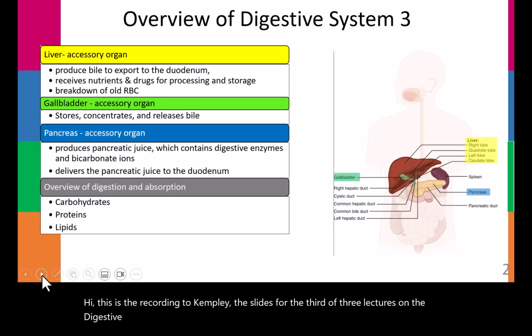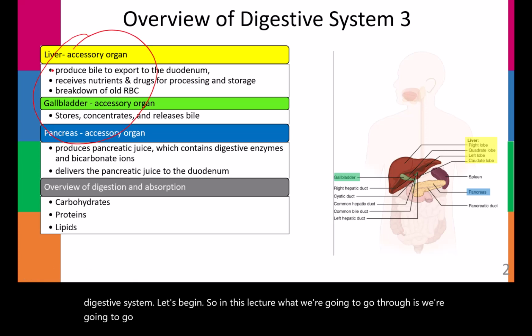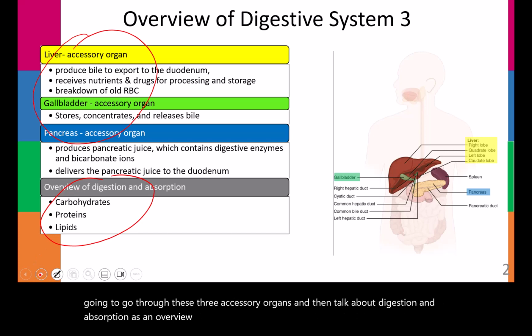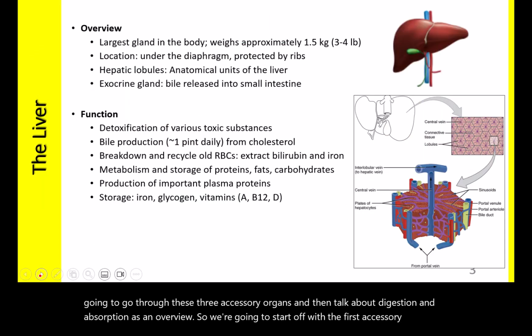Let's begin. So in this lecture, we're going to go through these 3 accessory organs and then talk about digestion and absorption as an overview. We're going to start off with the first accessory organ, which is the liver.